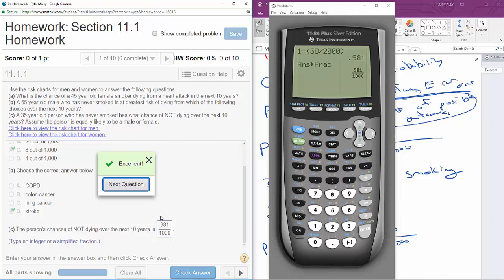So this is how to work with this chart. I wanted to do this problem to give us some more practice with that. All right, so that's all I have for this worksheet.